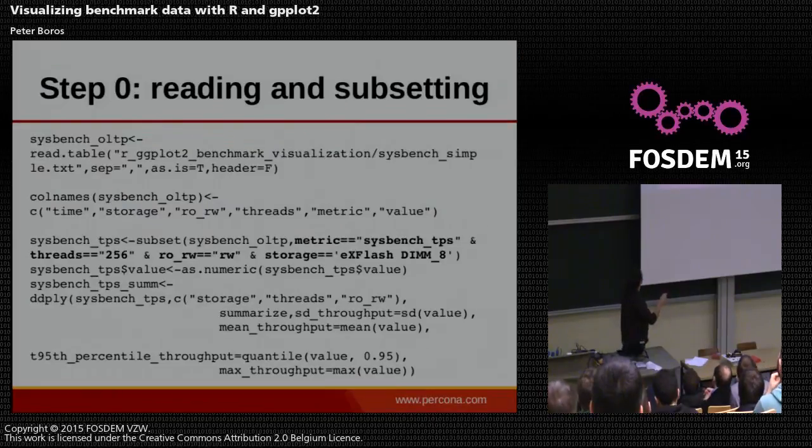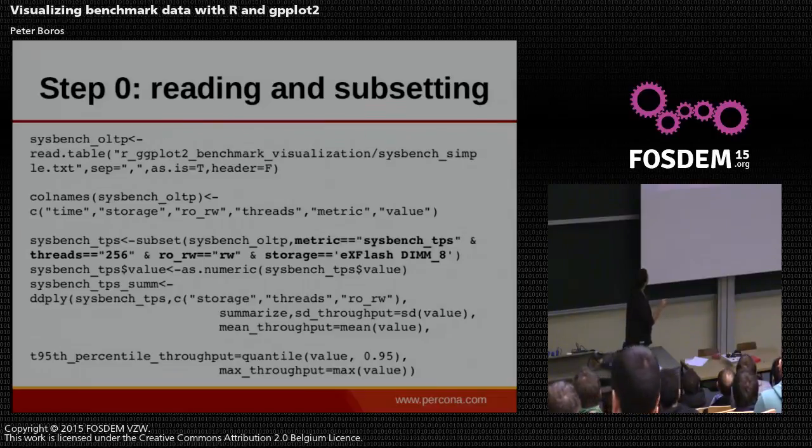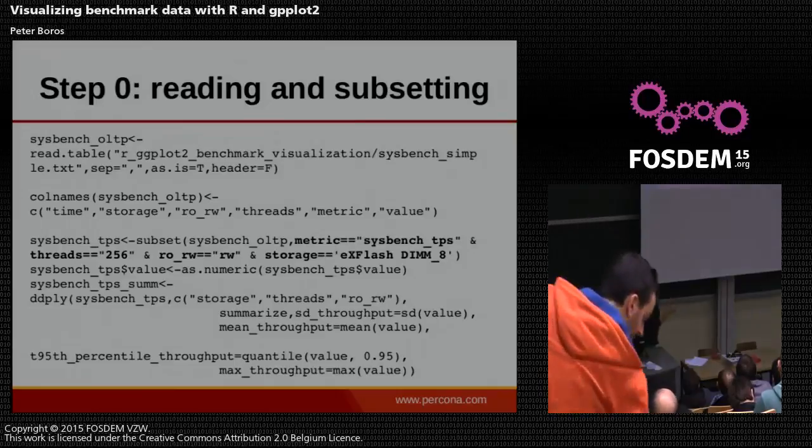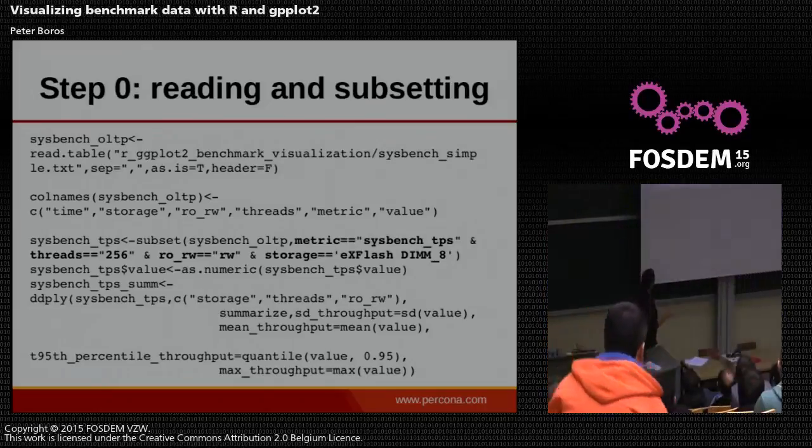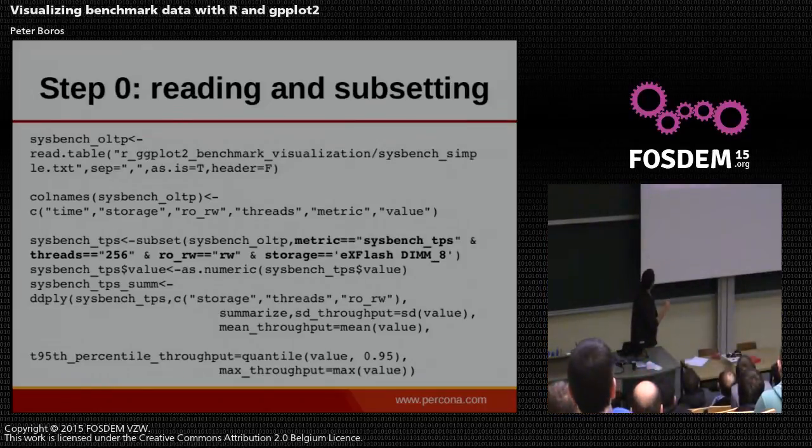So how to read the file from R? We are creating the data frame with read.table, which will read a table from a file. This is the file which is the output of the given script. So it's one line per second per metric. We name the columns, and for each graph, we do a subset. For example, here in the Sysbench TPS data frame, we are subsetting the Sysbench OLTP data frame. The metric will be TPS, threads will be 256, the read-write case, this storage device. We convert the value to numbers.